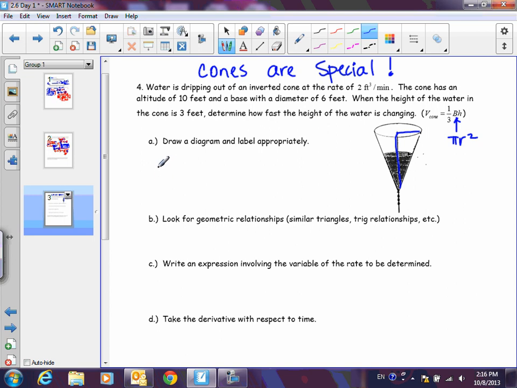So here's what I would like for you to do. I would like for you to read this problem on your own, and go through and do Givens, Find, and label the diagram. Go ahead and do that part on your own. And then we're going to go over it, and we'll call it quits for today.